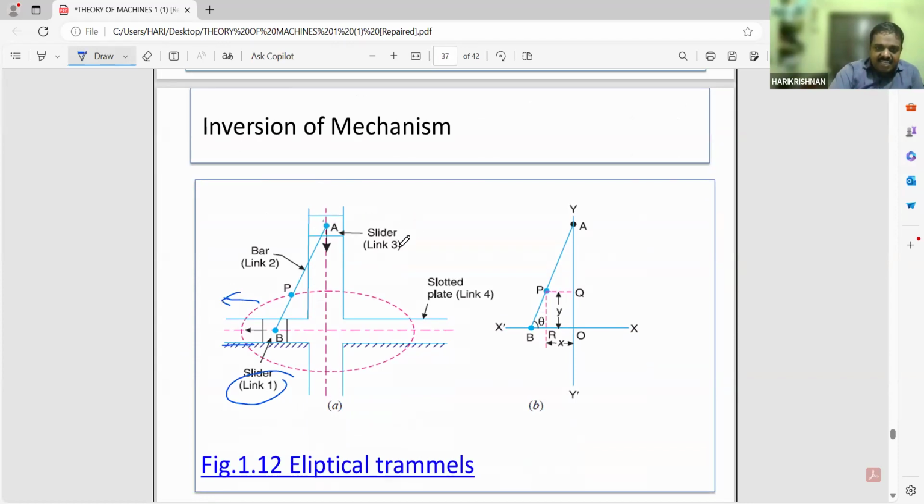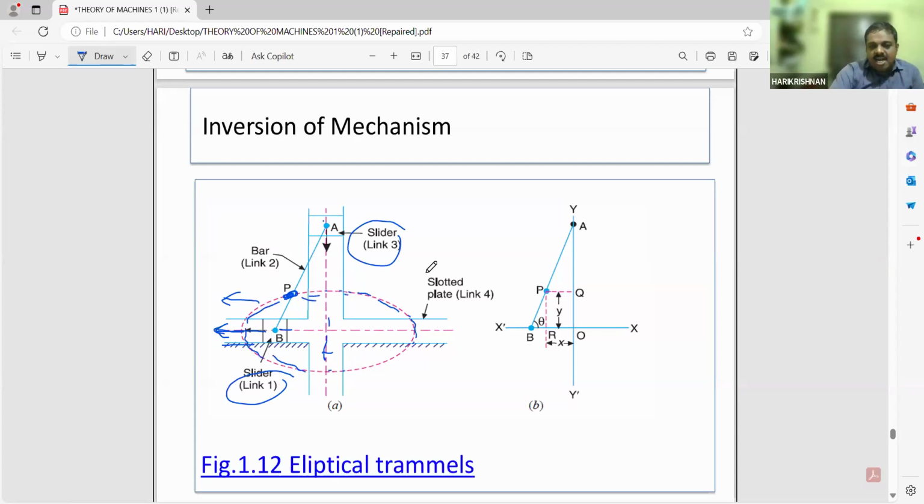Similarly, there is a slider, link 3. This will also move downwards and upward according to the motion of this bar. So when we place a pencil over here and this mechanism starts running, this will move downwards inside the groove. Similarly, this will move in the right direction, and this will move toward the left direction. So the pencil connected to it will trace an ellipse.